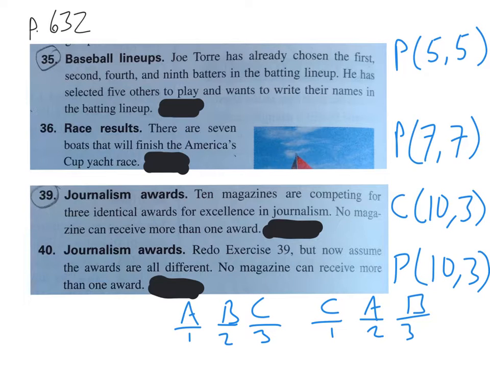Keep in mind though, if you ignore these numbers down here, like in part 39, when they all got the same award, A, B, and C was the same thing as C, A, and B because they had identical awards. Didn't matter the order you picked them if they're getting the same award. Right? So if you are in doubt about order mattering, make up letters or whatever magazines and switch them around in order and ask yourself, is this a different outcome? In 39, it is not a different outcome because still all 3 are winning. In 40, it is a different outcome because even though all 3 are still winning, they're winning in different ways.